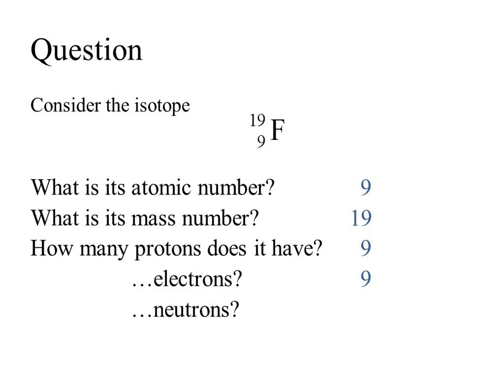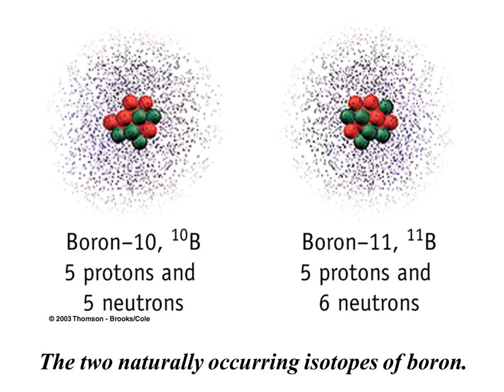Okay, neutrons. How many people think it has 19 neutrons? How many people think it has 9 neutrons? How many people think it has 10 neutrons? Okay, very good. You got it. Okay, perfect. So that was fluorine.